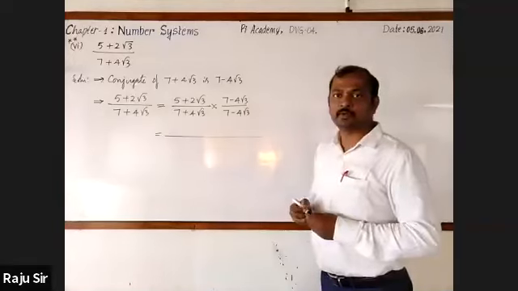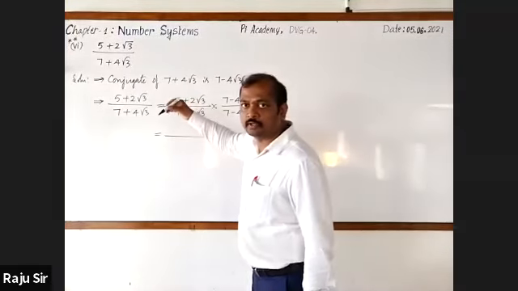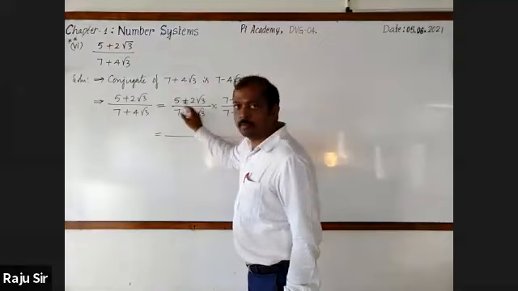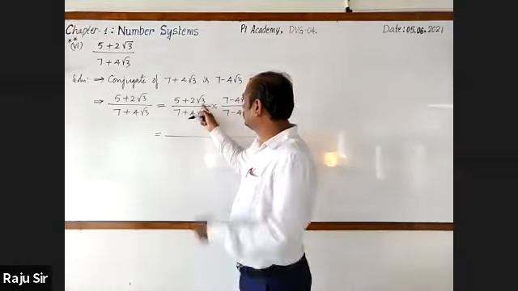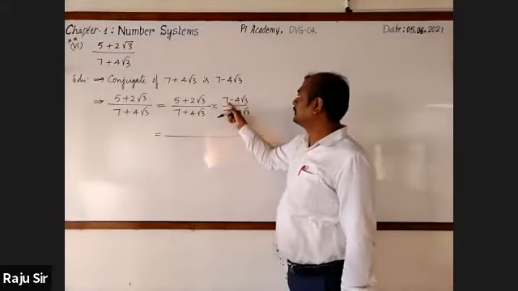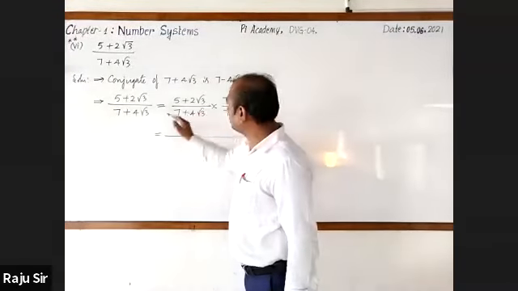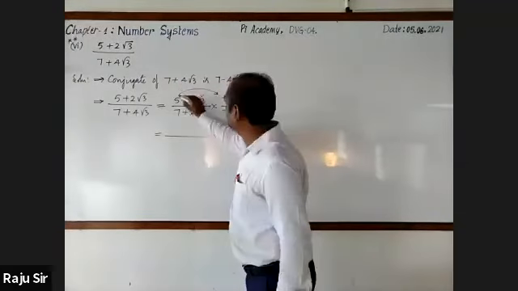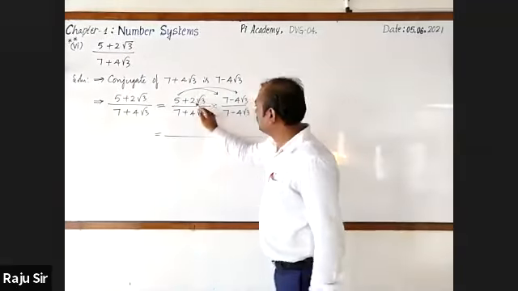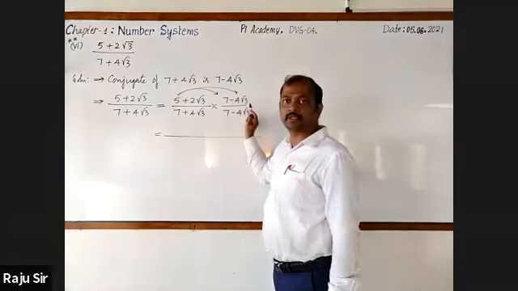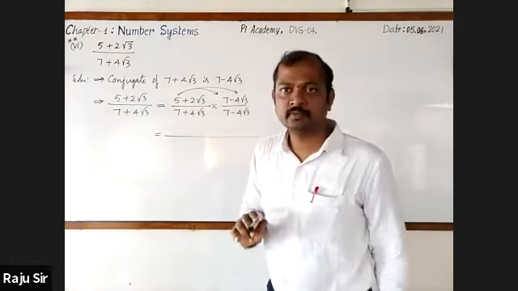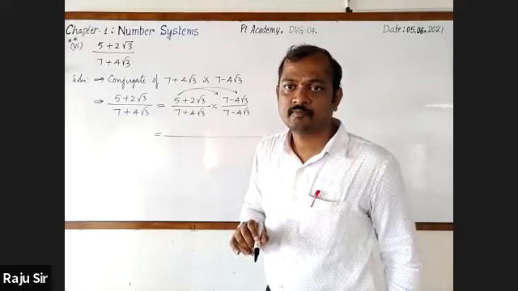This is equal to, just look at the board. Numerator terms are different: 5 plus 2 into root 3 into 7 minus 4 times root 3. We can go for multiplying like this. Multiply 5 with both the terms. Next, 2 into root 3 with both the terms. Got it? Yes, sir.